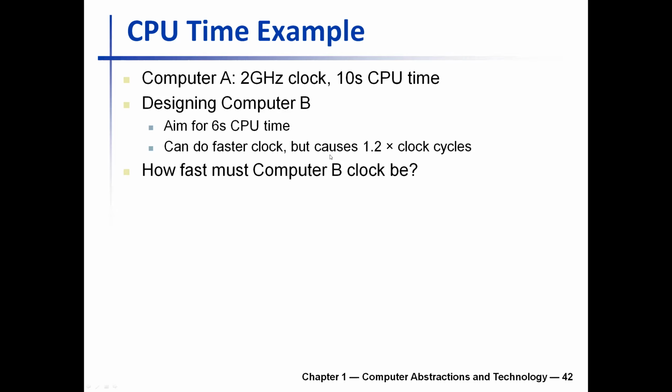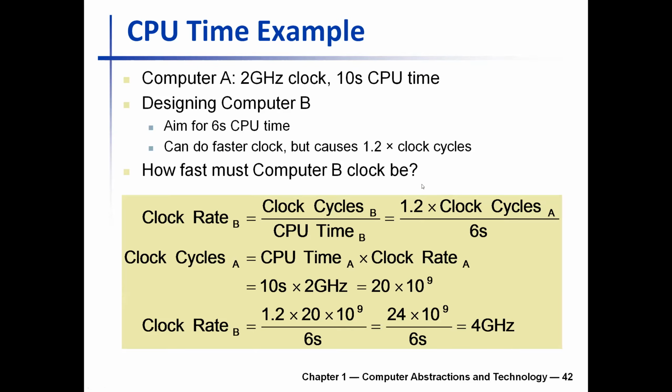Okay, so Ridma and Adip are saying 4 gigahertz. Is that right? Did the others get the same answer as well? Yeah, so you can work it out, right? Clock rate of B is clock cycles for system B or CPU time, which is 1.2 times the clock cycles in computer A over 6 seconds.